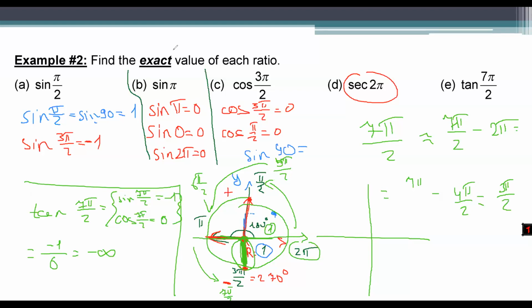Basically, you could say that it's undefined, but when we analyze the function, it gives you end behavior of negative infinity.